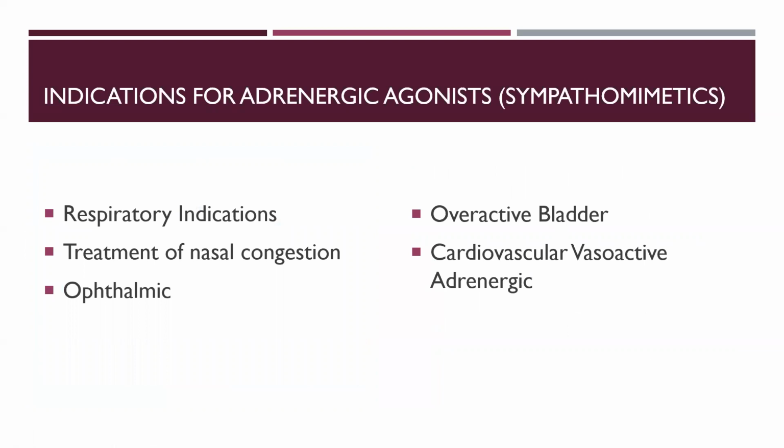So some of the indications or reasons why we'd use adrenergic agonists, so these are the ones that are stimulating it, are for things like our respiratory indications. So for example, why would I want to use a bronchodilator? When would be a good time for me to use a bronchodilator? When you're having an asthma attack. Exactly, when I'm having an asthma attack, or even just trying to control my asthma because I want the airways to be open. Things like overactive bladder, cardiovascular vasoactive adrenergics, vision issues, treatment of nasal congestion. So these are all reasons why we would use these medications.